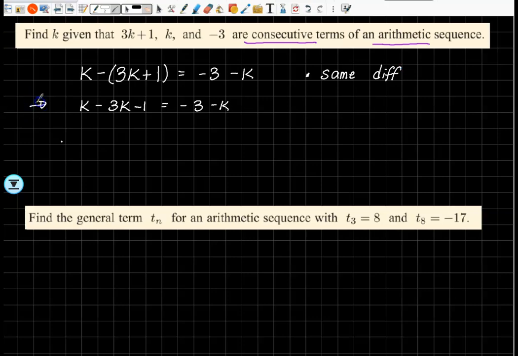Is this now something that you can solve? Absolutely. It's linear. Get your K's on one side, non-K's on the other. Sweet.